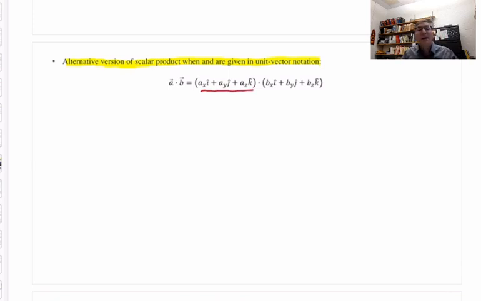A sub x times i hat plus A sub y times j hat plus A sub z times k hat, where ax, ay, and az stand for numbers. And then similarly, the vector B is given in unit vector notation. B sub x times i hat plus B sub y times j hat plus B sub z times k hat, where bx, by, and bz are numbers. And so I'm given A and B in unit vector notation, but I want to do the scalar product. How do I do it?